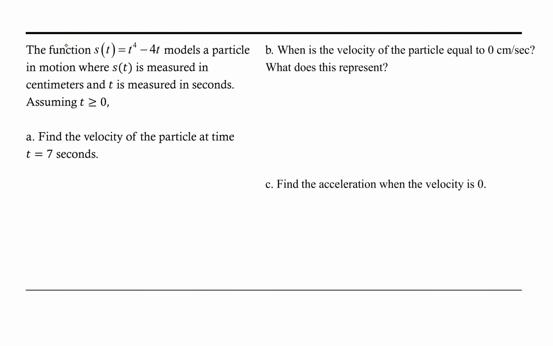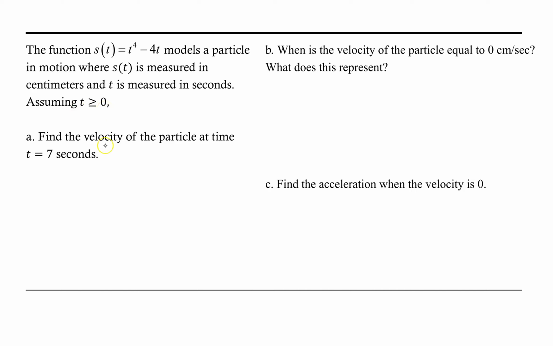Let's look at an example of using a derivative to find out information about a function that models motion. In this case, we have the function s of t equals t to the fourth minus 4t, and it models a particle in motion, where s of t is measured in centimeters and t is measured in seconds. Now we're going to assume that t is greater than or equal to 0.